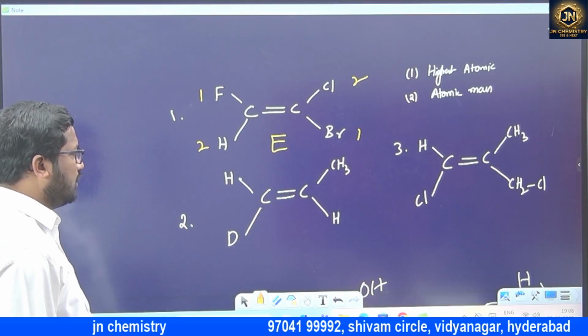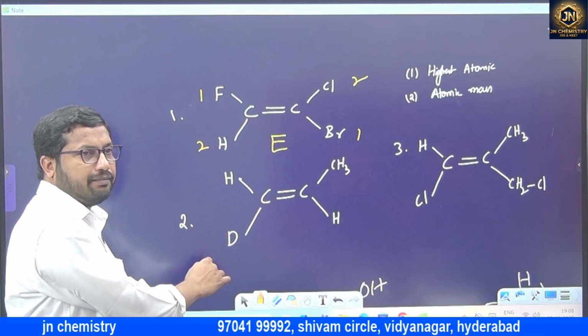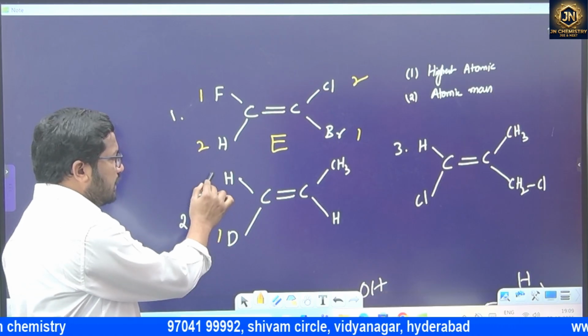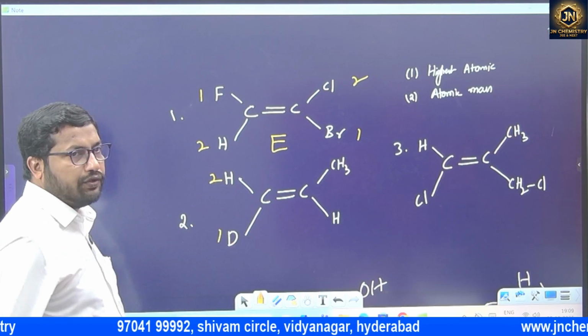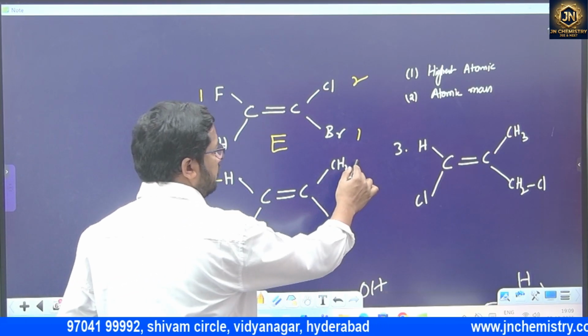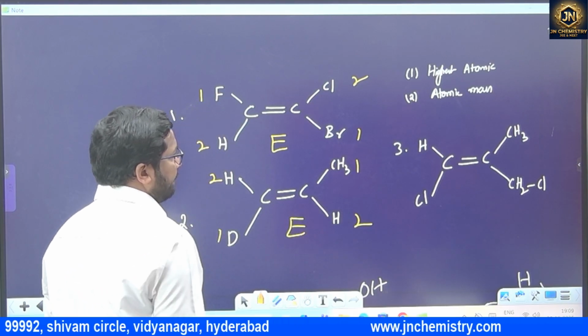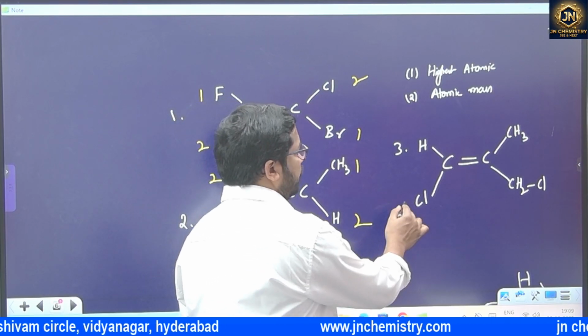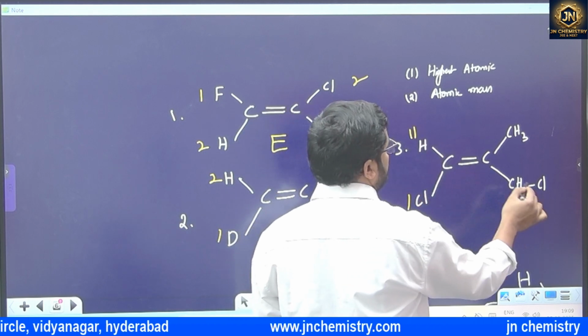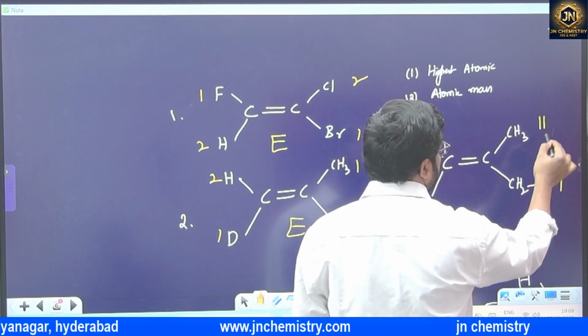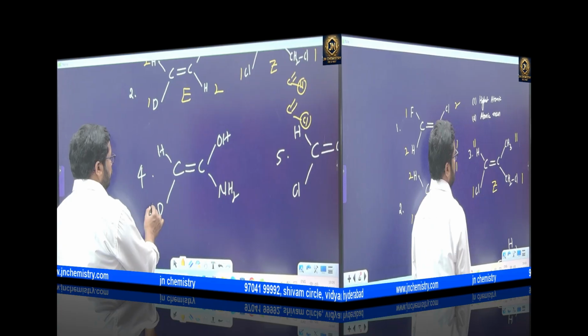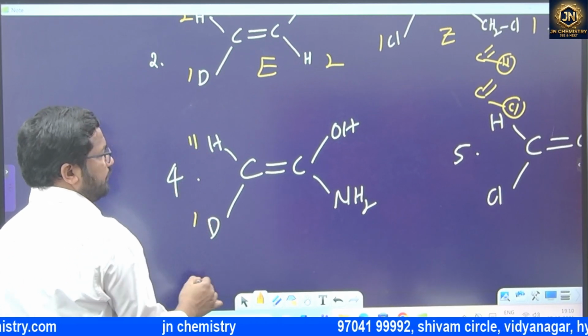Second one: hydrogen, deuterium, same atomic number, so we need to go with the mass number. Deuterium is first, then hydrogen. This is also E. Third one: fluorine is second, of course this is first, this is second. This is Z. Deuterium first, hydrogen second.